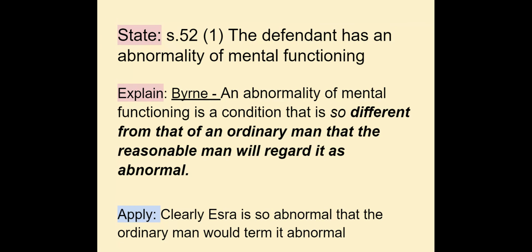So first of all, we're going to state Section 52(1): the defendant has to have an abnormality of mental functioning. And we're going to explain it using the case of Byrne. Byrne was from 1957, and you have to bear that in mind when we look at the terminology. So abnormality of mental functioning is a condition so different from that of an ordinary man that the reasonable man would term it as abnormal. And you must use the wording of the case. So clearly Ezra would be termed as abnormal by the standards of the reasonable man.